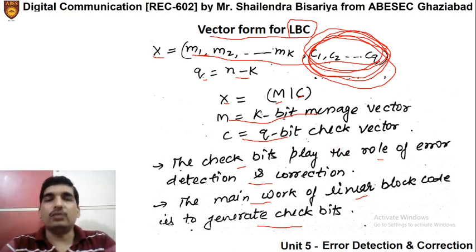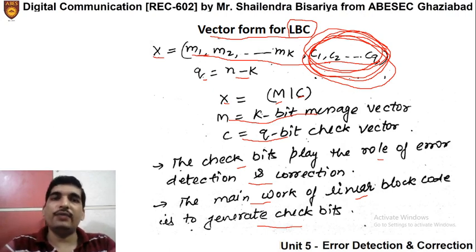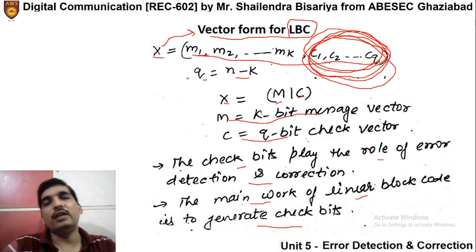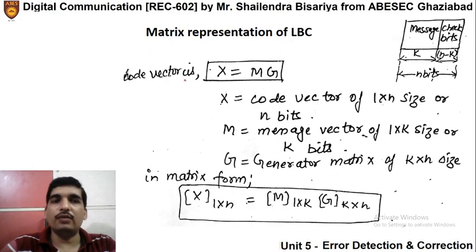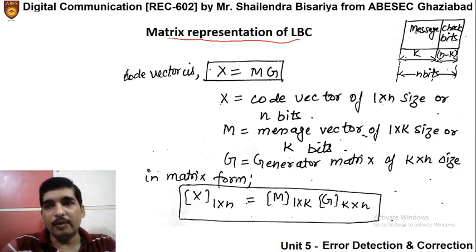Before that, we are just representing it in a different manner. We have represented it in vector form. Now we will represent it in matrix form from this vector form. Let us talk about the matrix representation of linear block code. Remember that the message has k bits and the check bits have n minus k bits. That means n minus k is equal to, let us say, r.